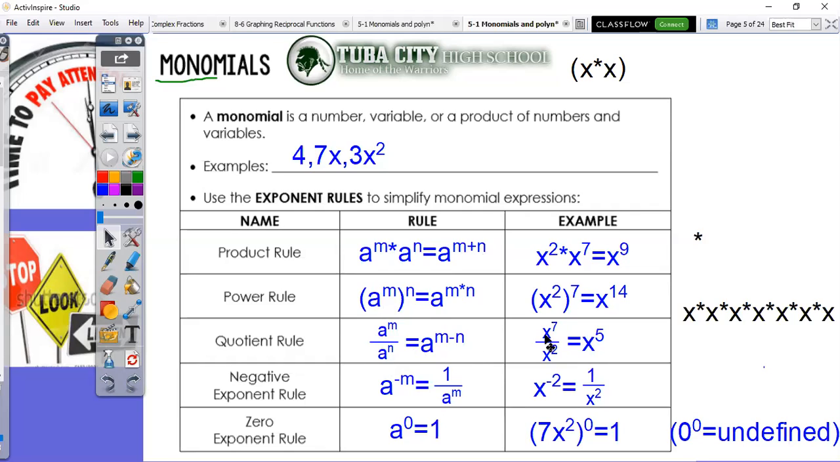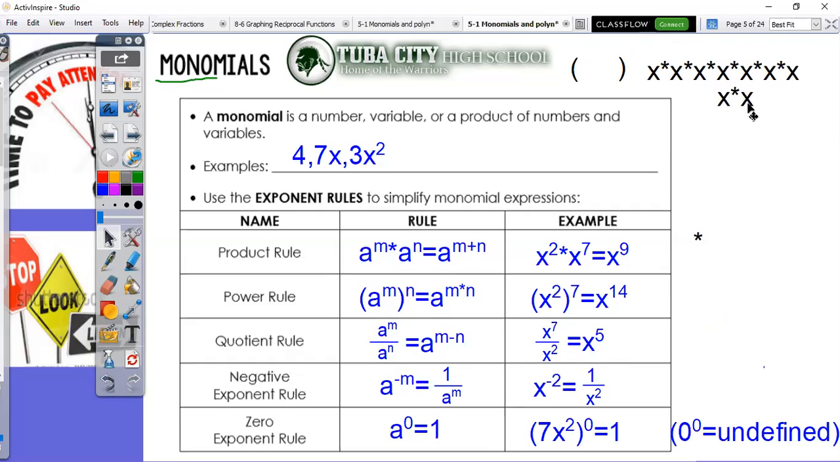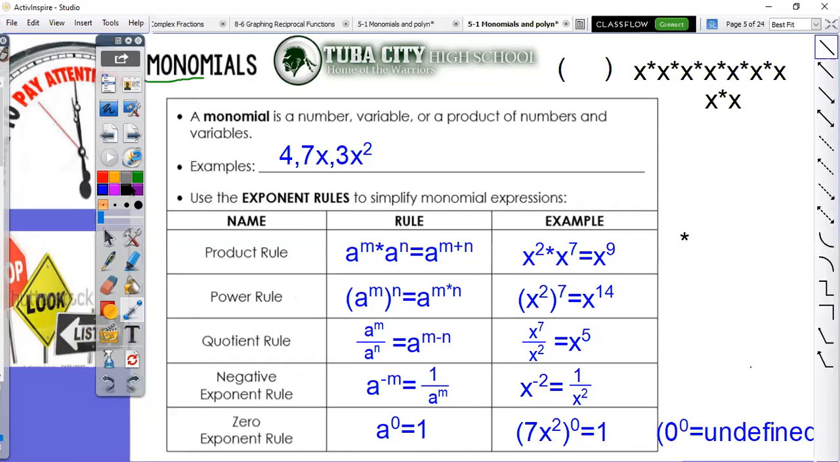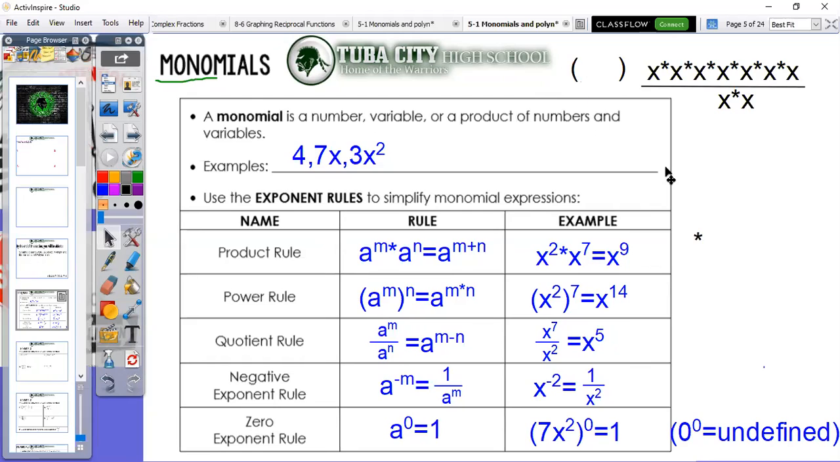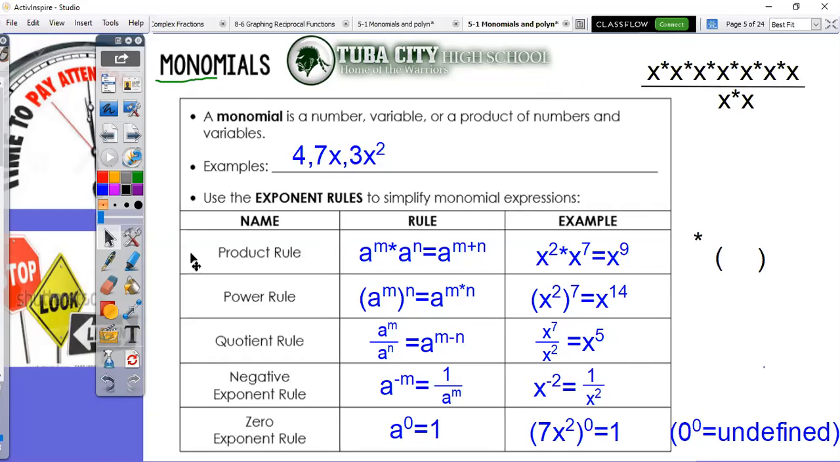So here I have x to the 7 divided by x to the 2. I'm going to go ahead and use these examples again. So I am going to write a fraction. This is what a fraction kind of looks like, right? So I have 7 x's on top, and I have 2 on the bottom. Back when I used to teach Algebra 1, I used to cover this part too, and that's how I know it's in Algebra 1.